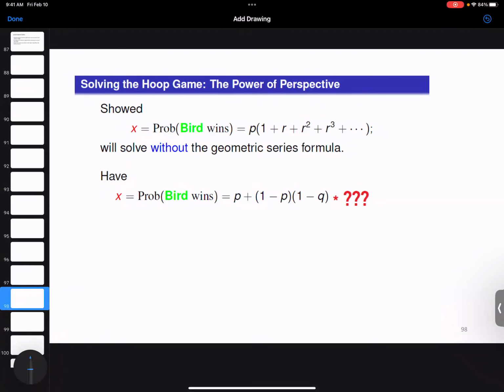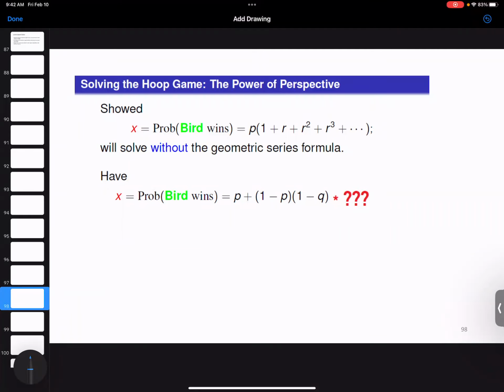The answer is on the board. Yes. So what would it be? Yeah, it's just X. If X is the probability Bird wins at the start of the game, once they've both missed, it's like we're at the start of the game again. It's a memoryless process. It doesn't matter how you got there.